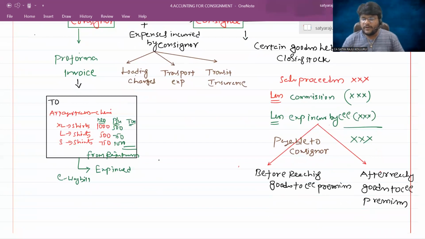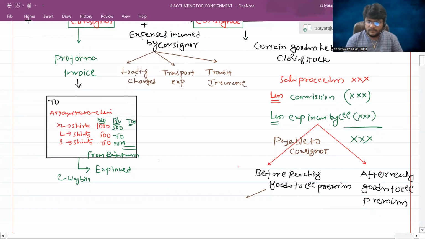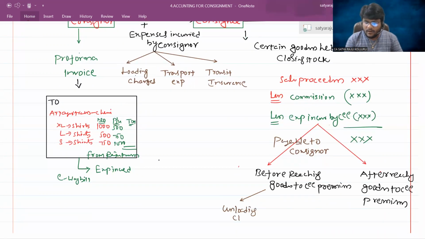Sir, before reaching goods to the consignee premises, which type of expenses might he incur? Once the goods are received, we need to unload. Yes, that is unloading charges. If goods are coming from a ship, then we need to pay certain customs duty, octroi, or clearing charges like that. Tell me, guys.